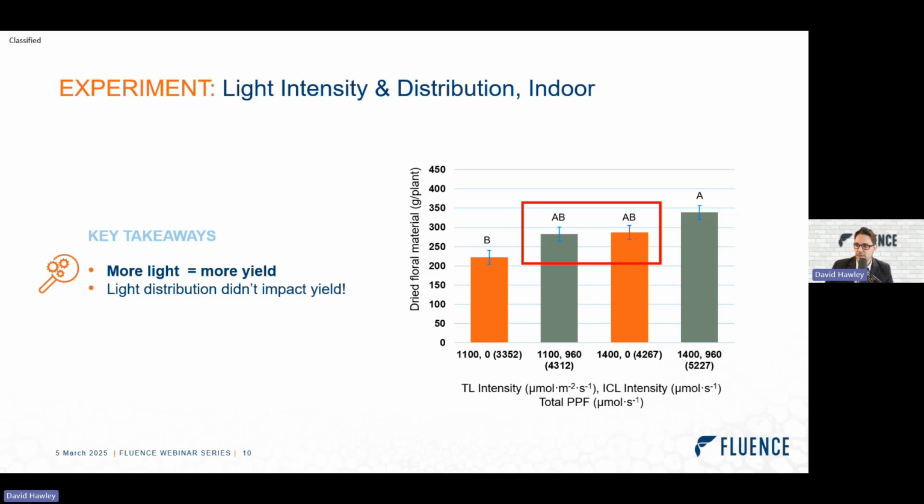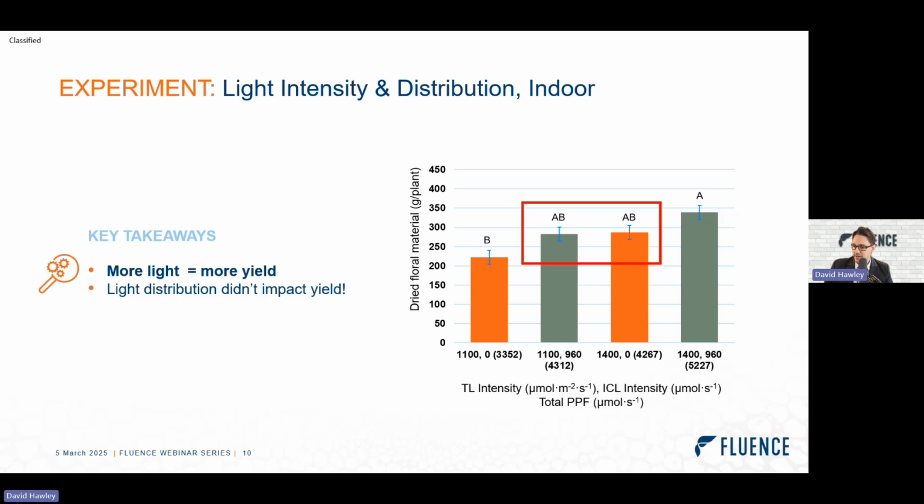If we compare these two middle treatments, this is the most interesting comparison. Here we have either 1,100 micromoles of top light and 960 micromoles of intercanopy light for a total energy on the crop of 4,312, or in this treatment, we put the total energy all into top light with no intercanopy light, right? So these numbers are pretty close. You can compare 4,312 to 4,267. And lo and behold, what these bars tell us is regardless of how the light was distributed, if the same total energy is applied, then you get, again, basically the same yield.